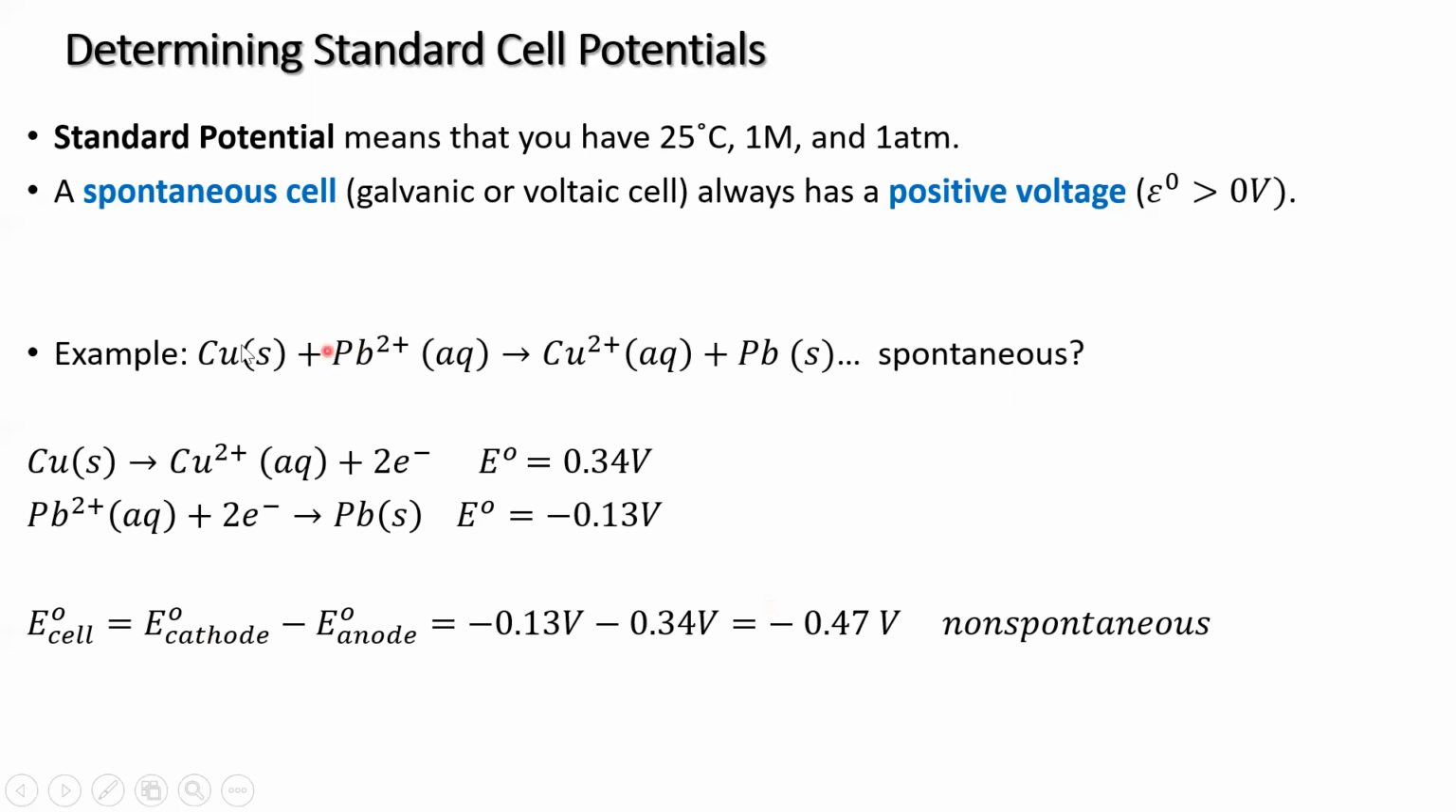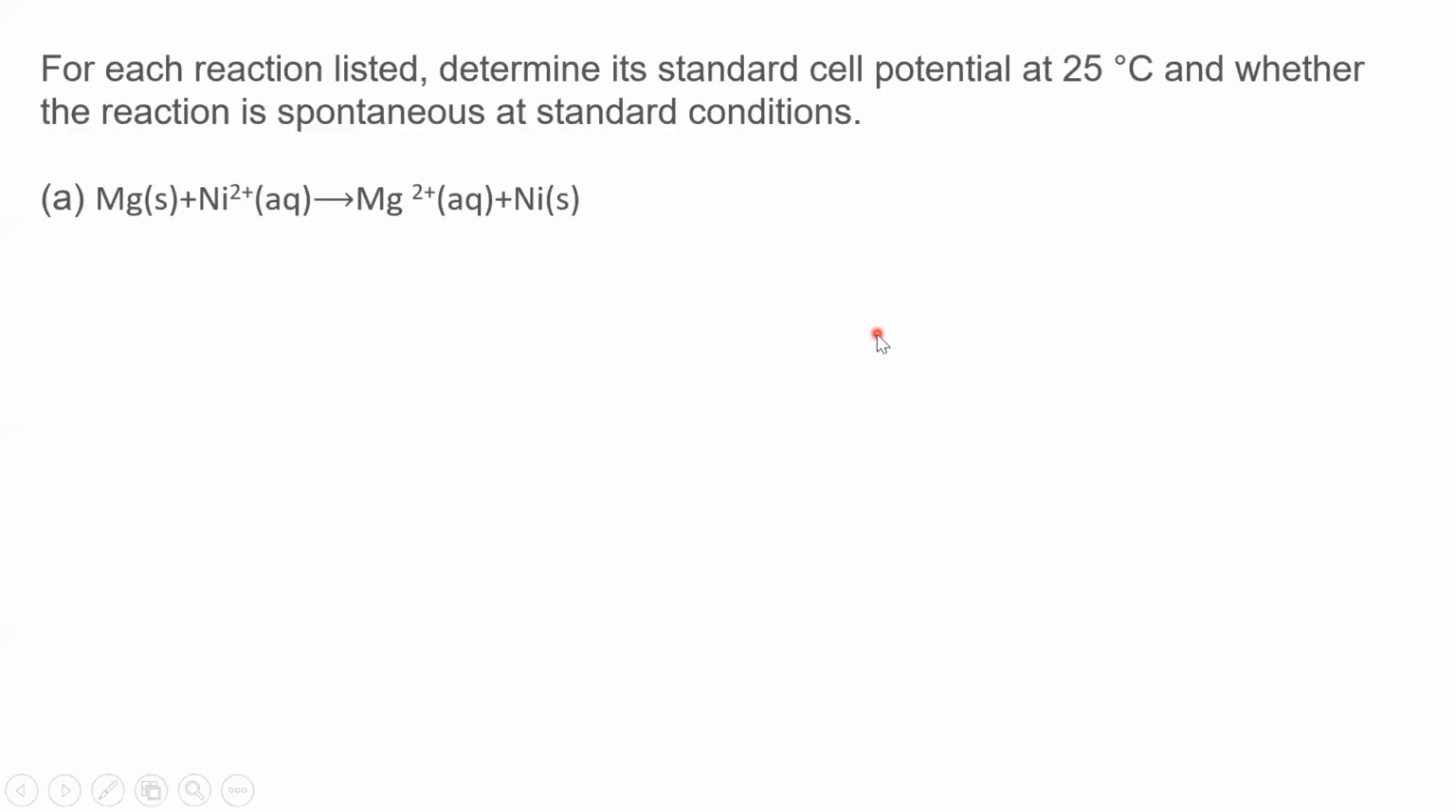When we look at any type of redox reaction, it will only be spontaneous if the reduction potential value is positive. Since this value is negative, this reaction as written is not spontaneous. It's not going to take place on its own. So let's look at another example.